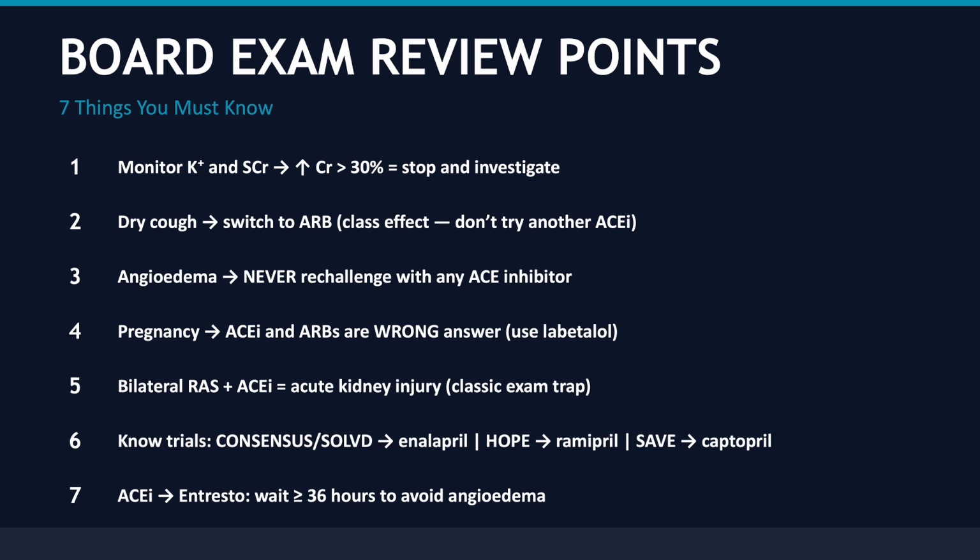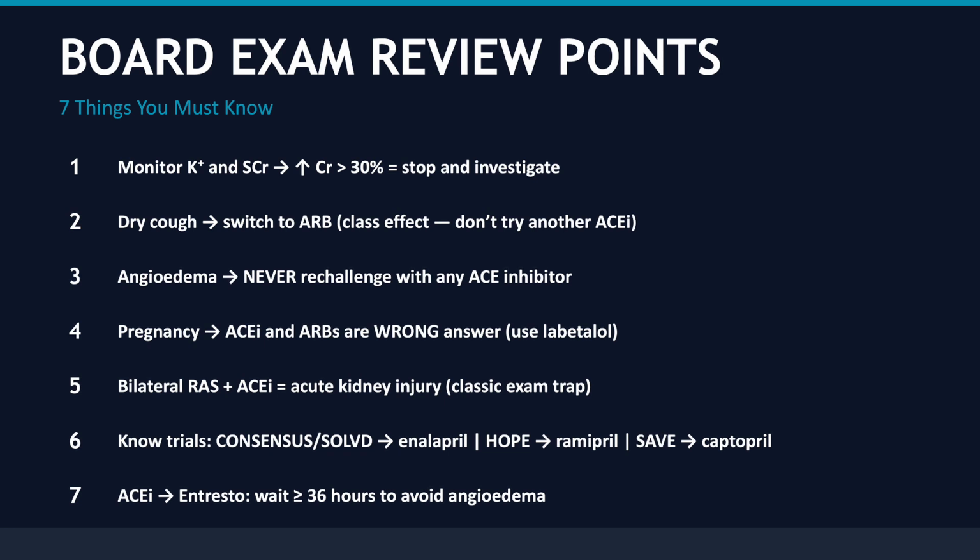3. Angioedema is an absolute contraindication to rechallenge. If a patient develops angioedema on any ACE inhibitor, they should never receive any ACE inhibitor again. An ARB can be used cautiously as an alternative, as the cross-reactivity rate is low but not zero. 4. ACE inhibitors are contraindicated in pregnancy. If a board question gives you a pregnant patient with hypertension, ACE inhibitors and ARBs are the wrong answer. Labetalol or nifedipine are the safe alternatives.